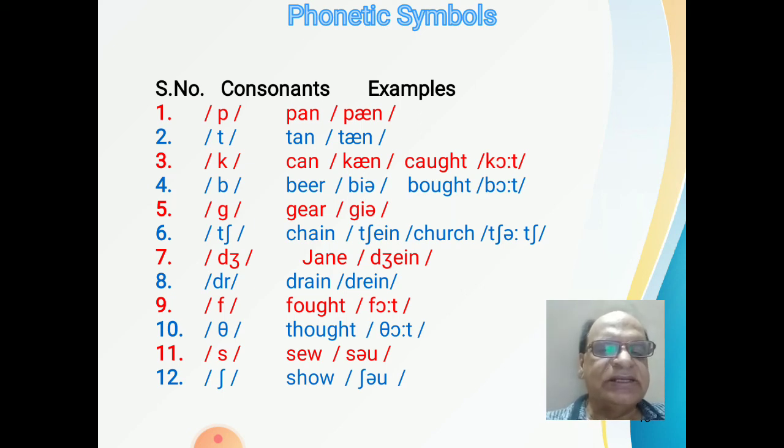This represents the J sound. Jane. Eighth one is D and R, dr. This we have in Hindi also, drum and all. Then drain. Ninth, F sound. F. Fought. 10th one is theta representing th sound. Thought. 11th, s sound. Sow. Sewing machine you have. Sow, that is sow verb. 12th one is the integration symbol, represents sh. Sh we have in Hindi. Show.